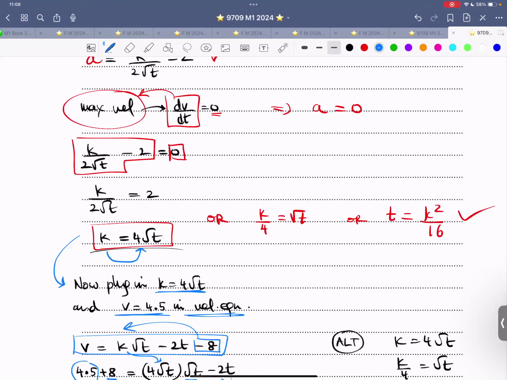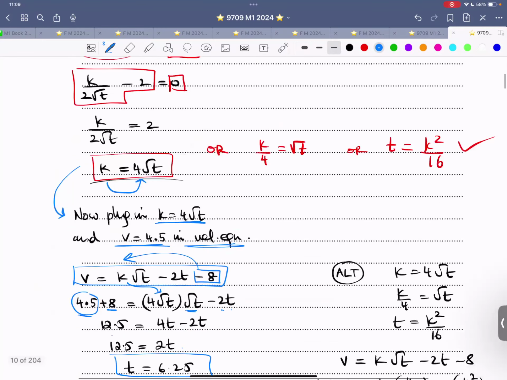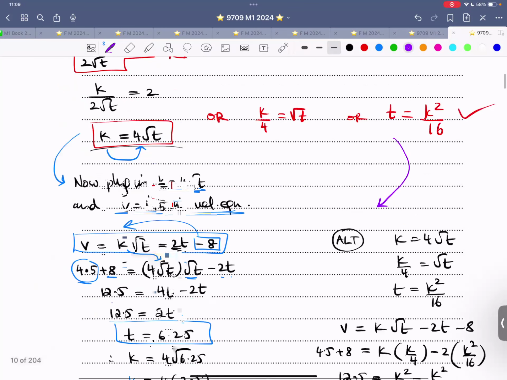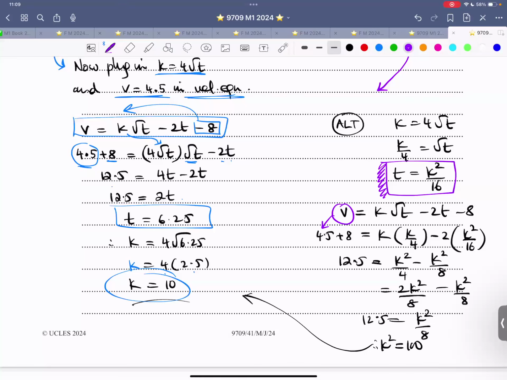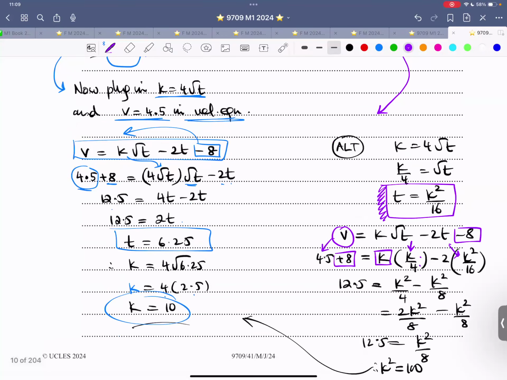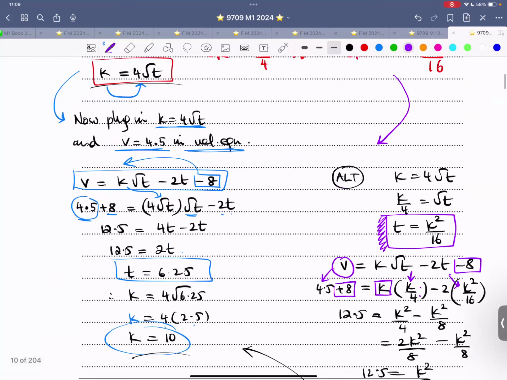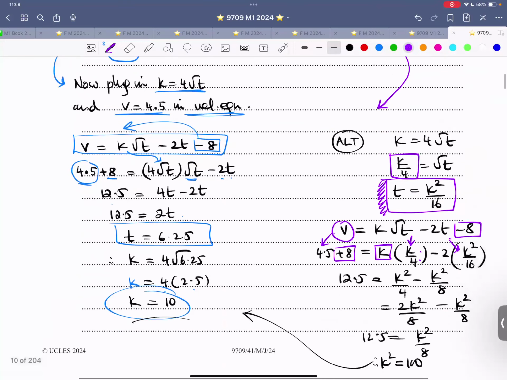Now, I have also done this in an alternative way, that is this way over here. If I take this, that is t equals k square over 16, I can also plug this in directly. So now v is 4.5. This negative 8 goes on the other side and becomes positive. K is k, and instead of root t, what have I written? K over 4. And instead of t, what have I written? K square over 16. So root t is k over 4. That is what I've plugged in over here.